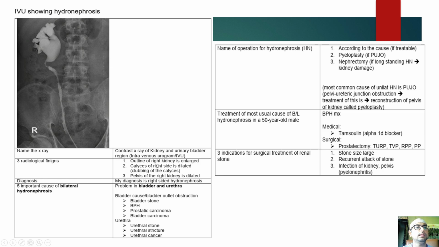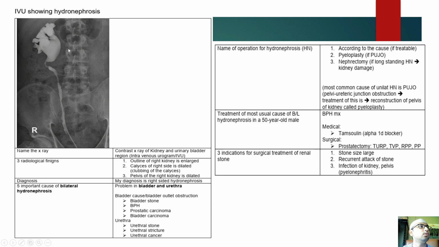The outline of the right kidney is enlarged. Calyces of the right side are dilated. Okay, and the pelvis of the right kidney is dilated. This is the kidney on the right side, and the pelvis is dilated, and also the calyceal system is dilated. So my diagnosis is right-sided hydronephrosis.